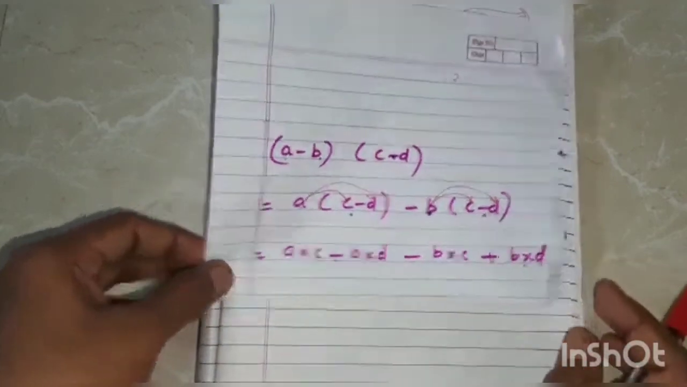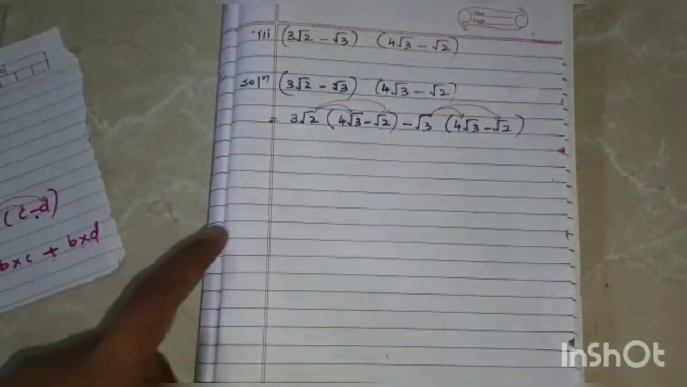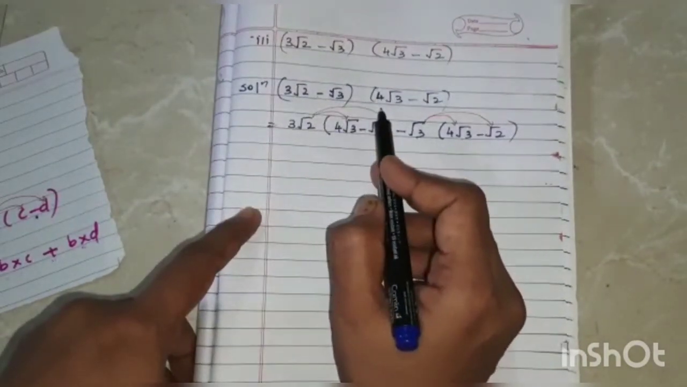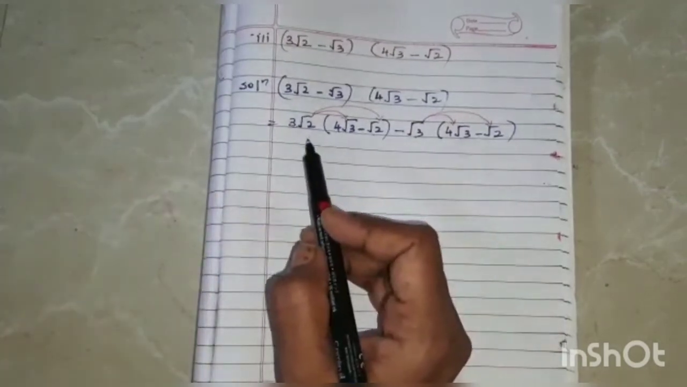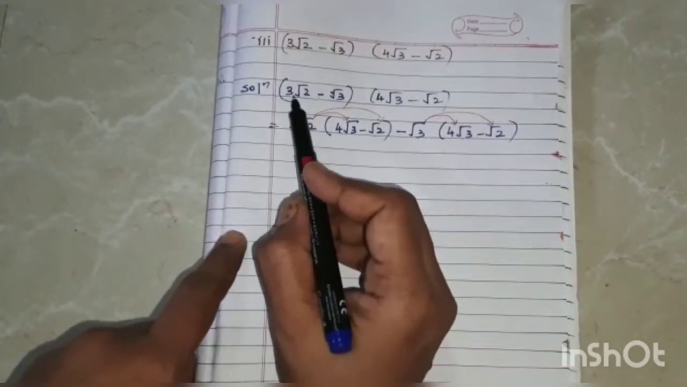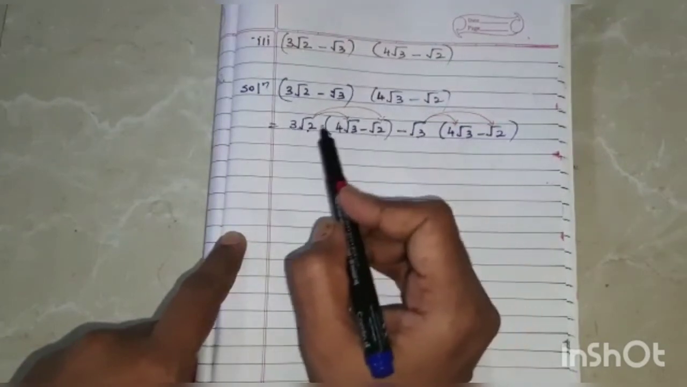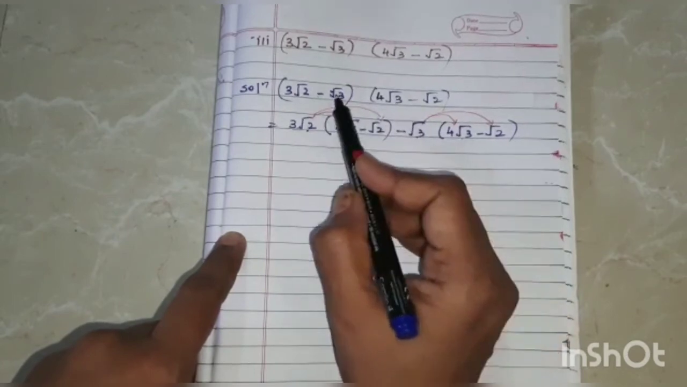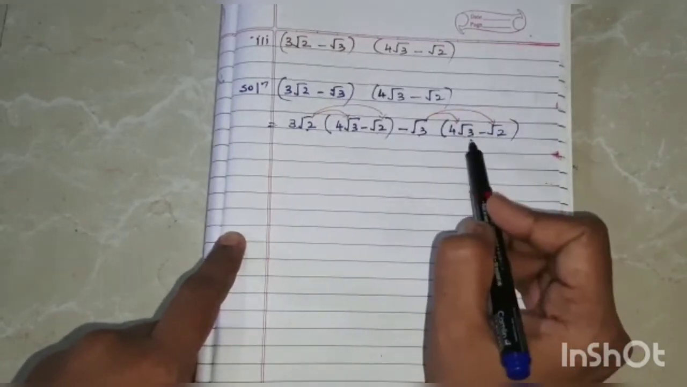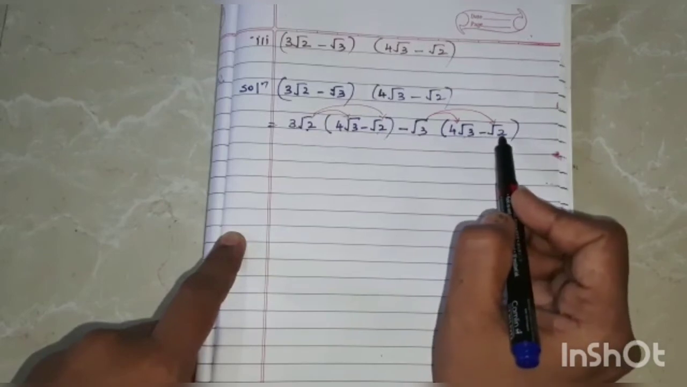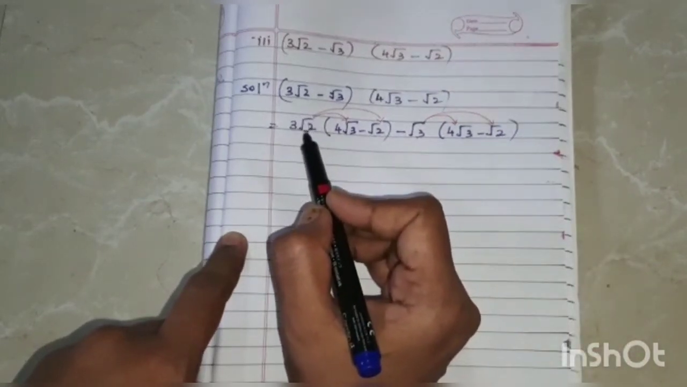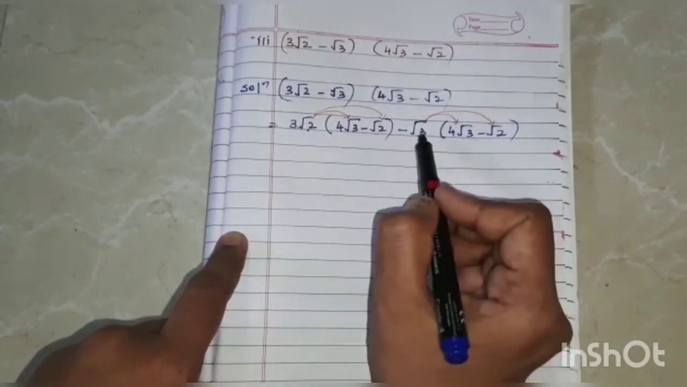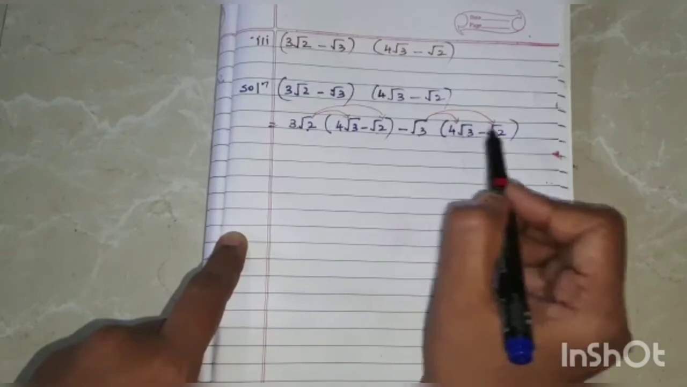Okay, children. So you can see our solution starts as, first the question as it is, that is 3 root 2 minus root 3, complete the bracket, and again bracket 4 root 3 minus root 2. Then what I have to do, I have written here 3 root 2, that is the first term of the first bracket, multiplied by the second bracket, minus second term, that is root 3, multiplied by the second bracket, that is 4 root 3 minus root 2. Now you can see, children, I have drawn the arrow. That means I have to multiply 3 root 2 with 4 root 3 and 3 root 2 with root 2. Then here root 3 with 4 root 3 and root 3 with root 2.